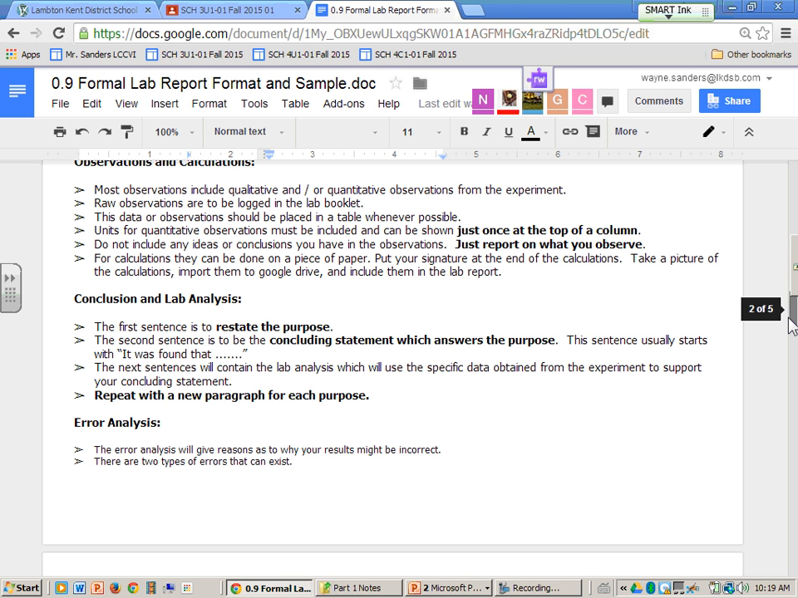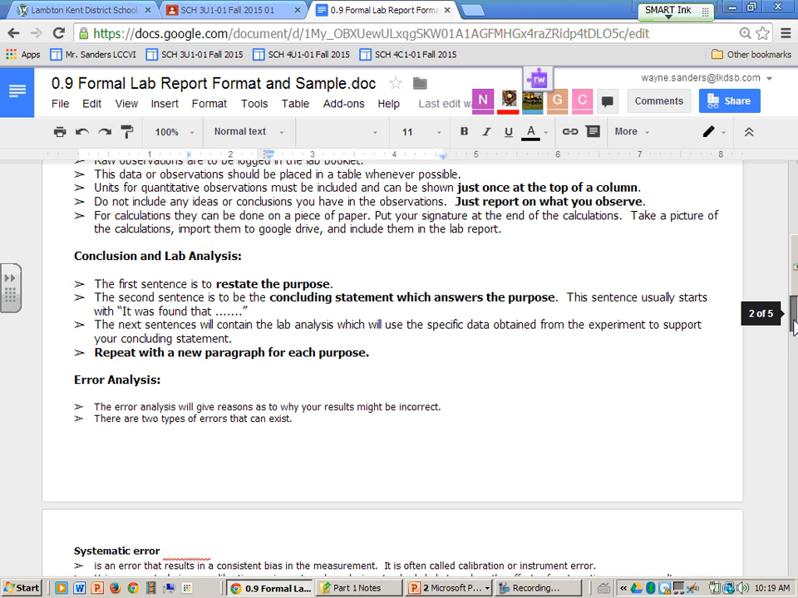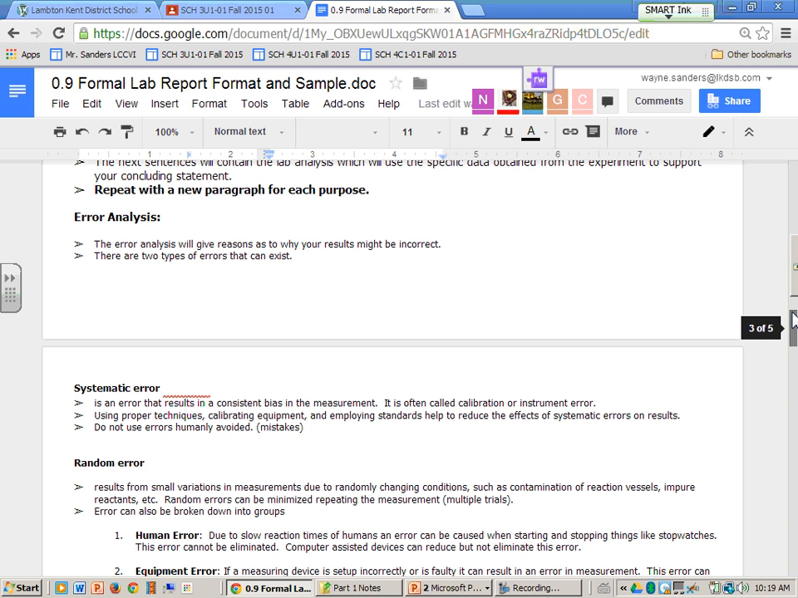Okay. And for each purpose, you've got to have a concluding statement because each purpose has a conclusion built in with it. Error analysis. This is the part of the report that students absolutely hate. Because up to this point, the report's quite logical, right? You're going to tell me why you did it and what you did and the variables. That can be tricky. Students struggle with that.